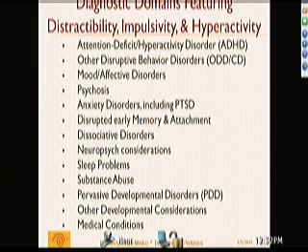Mood disorders like depression and bipolarity, psychosis, any of the anxiety disorders including PTSD, disrupted early attachment, which impacts memory, dissociative disorders, neuropsych considerations, sleep problems, substance abuse, pervasive developmental disorders, other developmental considerations, and medical conditions. And now we're going to embark on a survey of all of these. How does that sound to you, Hernan?